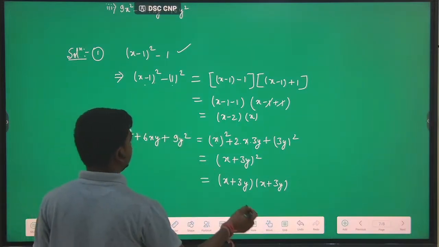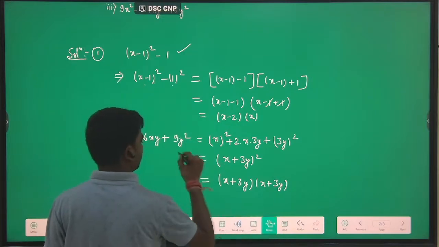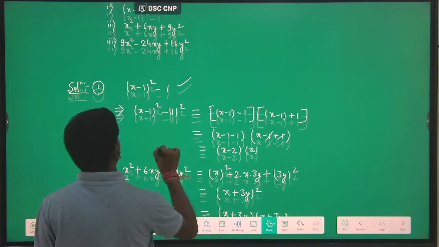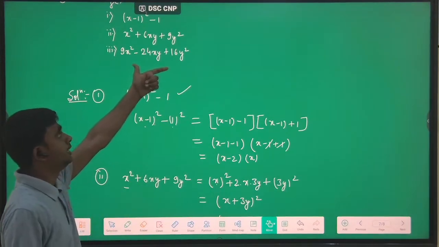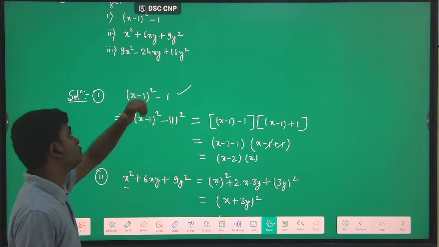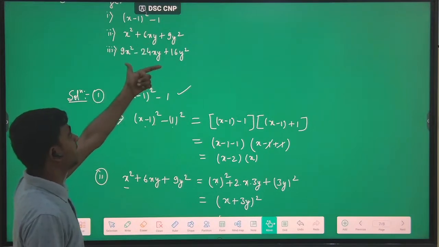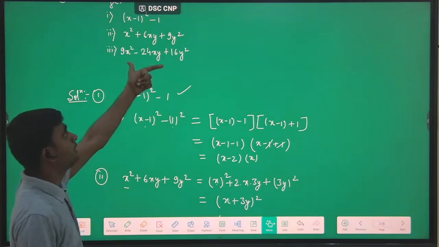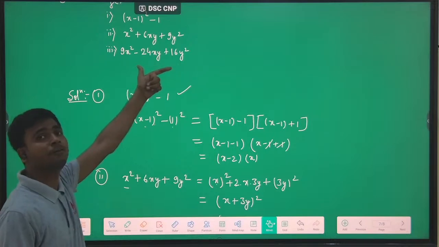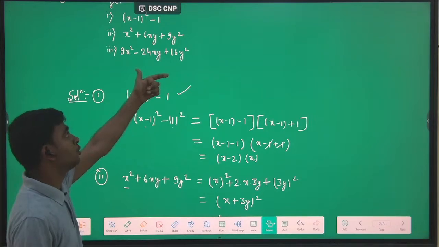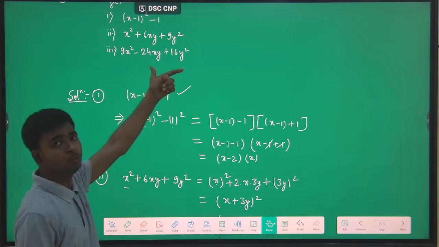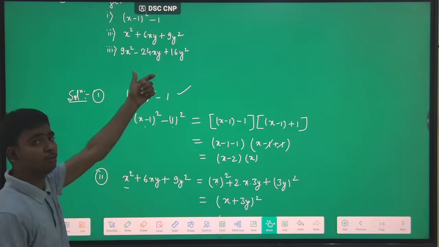Now our third question is we have to find out the factors of this algebraic expression. So like this, it can also be expressed in the form of a minus b to the power 2. You try it at home, and if you are not able to do this, you suggest it in the comment. I will do it.